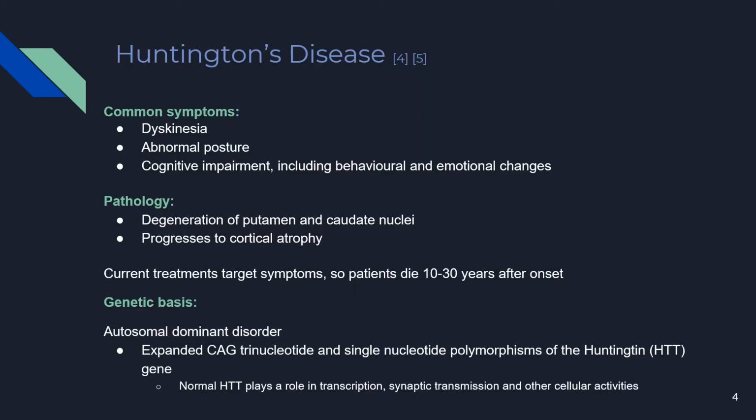Huntington's disease causes death of neurons with three common symptoms: dyskinesia, abnormal posture, and cognitive impairment, which includes behavioral and emotional changes, impaired judgment, even psychosis. Gradually, the putamen and caudate nuclei are damaged, and eventually it progresses to cortical atrophy. Current treatments only target the symptoms, so patients die 10 to 30 years after the onset of symptoms.